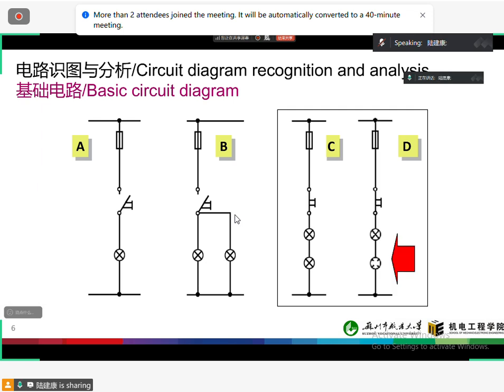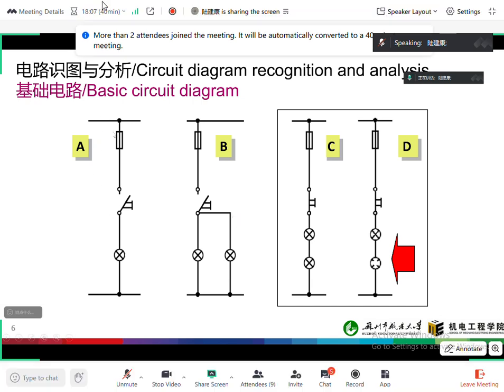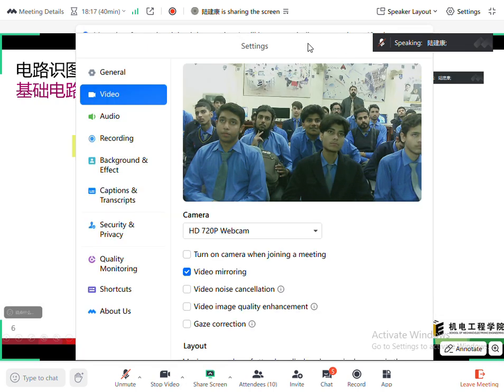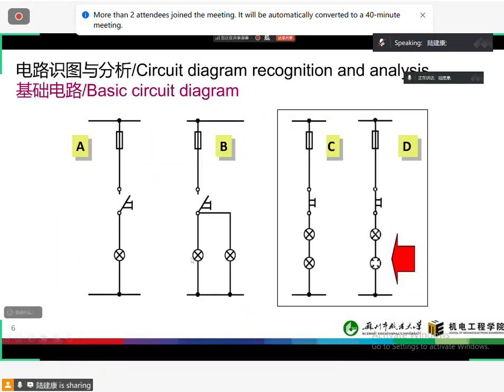Then let's move to this part. That means we have to know what is serial and what is parallel, and if there's a fault, what will happen? First, picture A means this is a very simple diagram. It's in serial. And in diagram B, there are two lamps. The two lamps are in parallel.